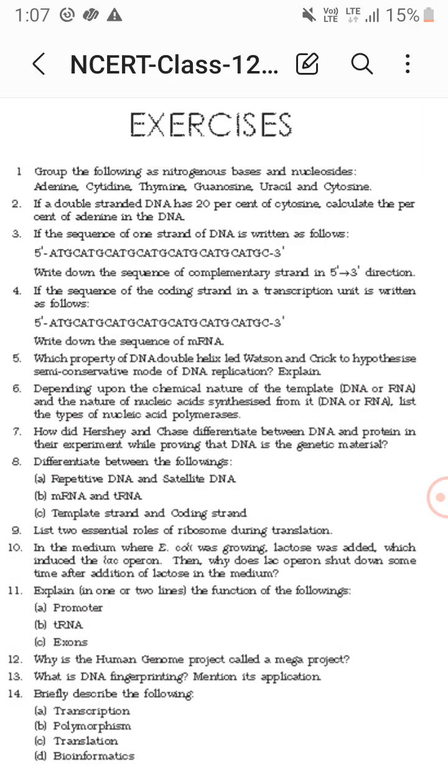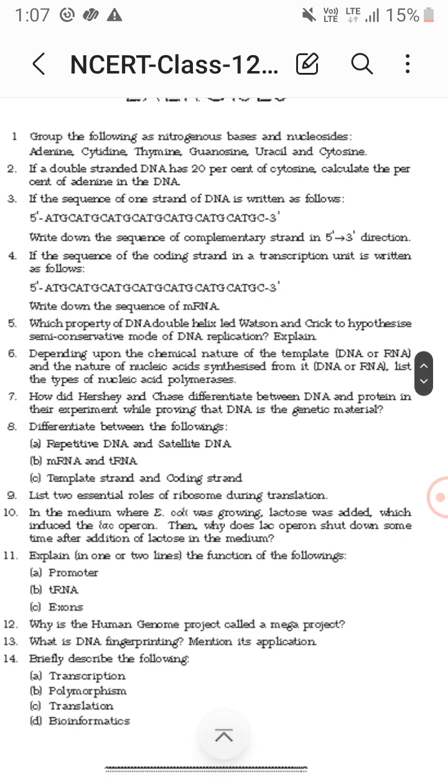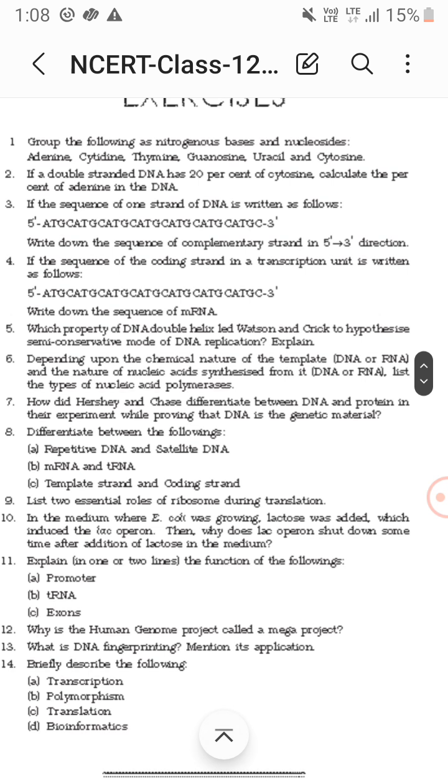Now, which property of the DNA double helix led Watson and Crick to hypothesize the semi-conservative mode of DNA replication? Explain. Complementarity, base pairing.